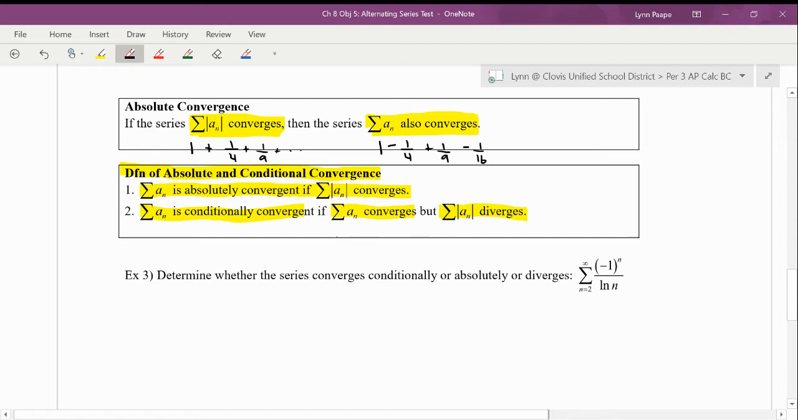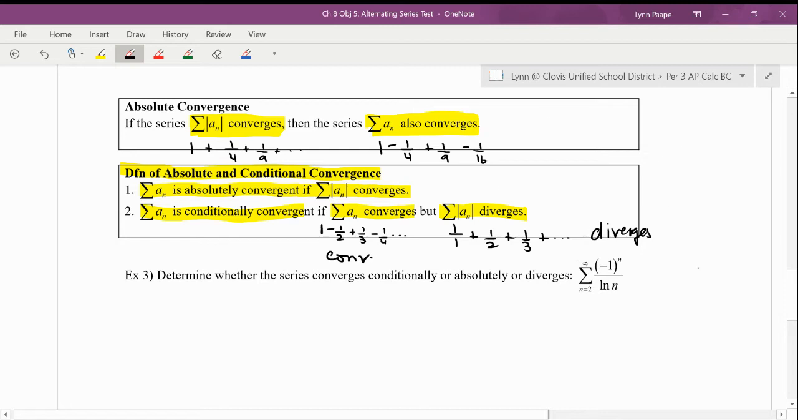So if we have the absolute value piece, 1 over 1 plus 1 over 2 plus 1 over 3, that harmonic p series, we know this diverges. But if we make every other term negative, then it converges. We call it conditionally convergent because we're going to add a little, take a little, add a little, take a little. But if they were all positive and we tried to add up to a finite value, it just would not happen and it would diverge.